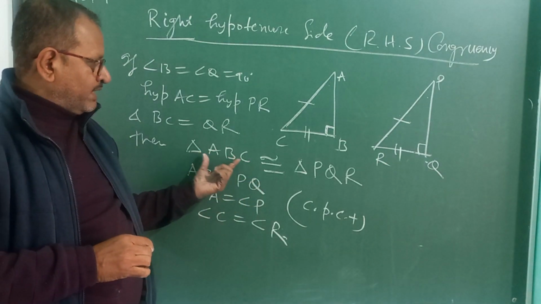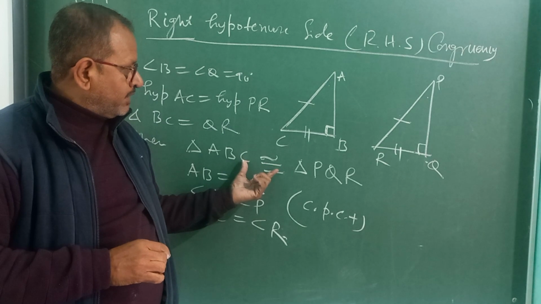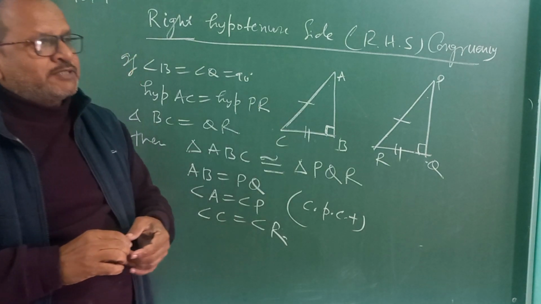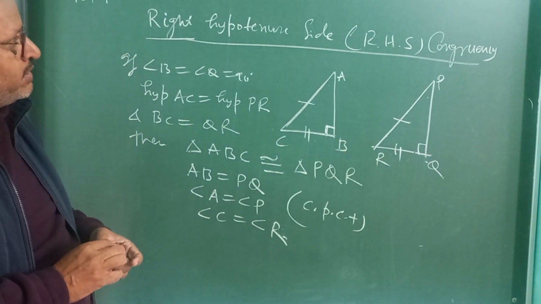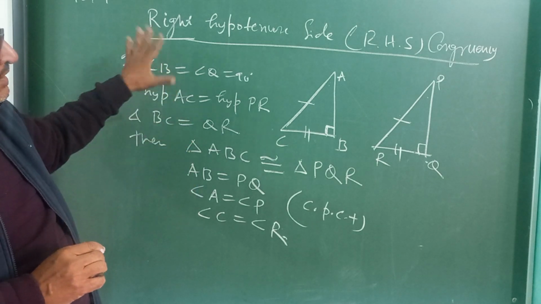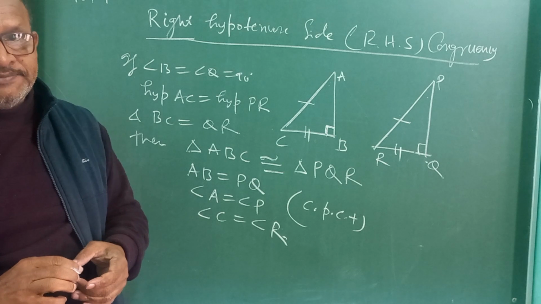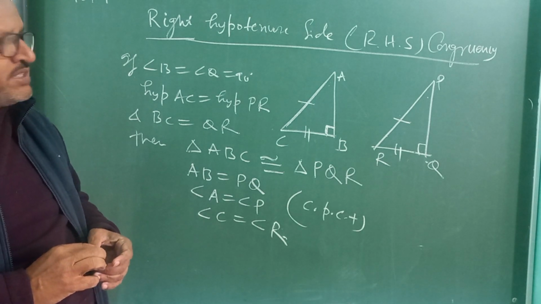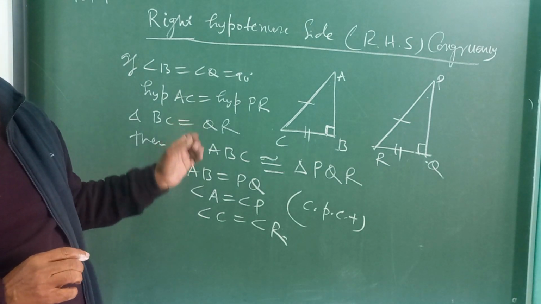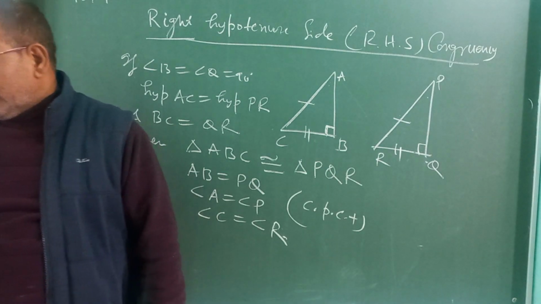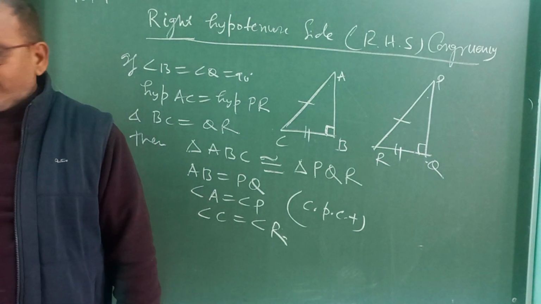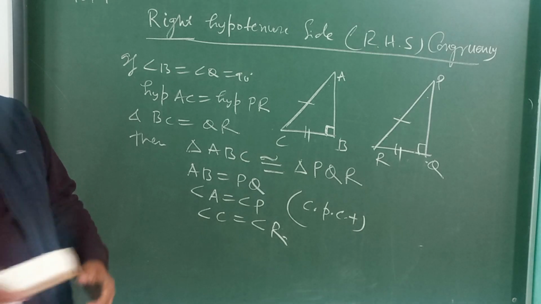So when two triangles are congruent, we can write their corresponding parts equal. So we have completed all the 5 conditions of congruency of triangles. Now we will see some questions based on the conditions of congruency of triangles. So open exercise 10.2 and see the first question.